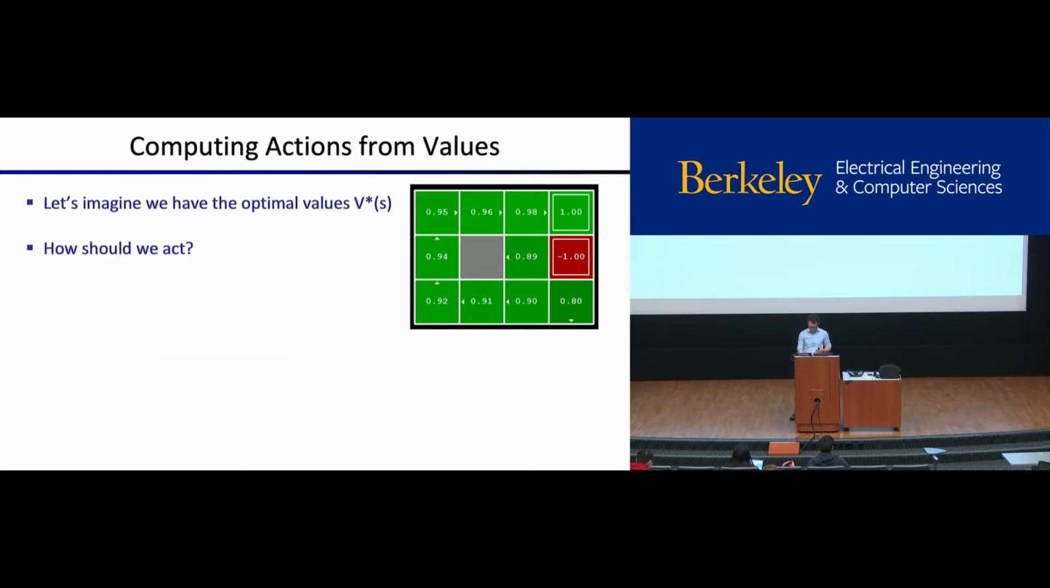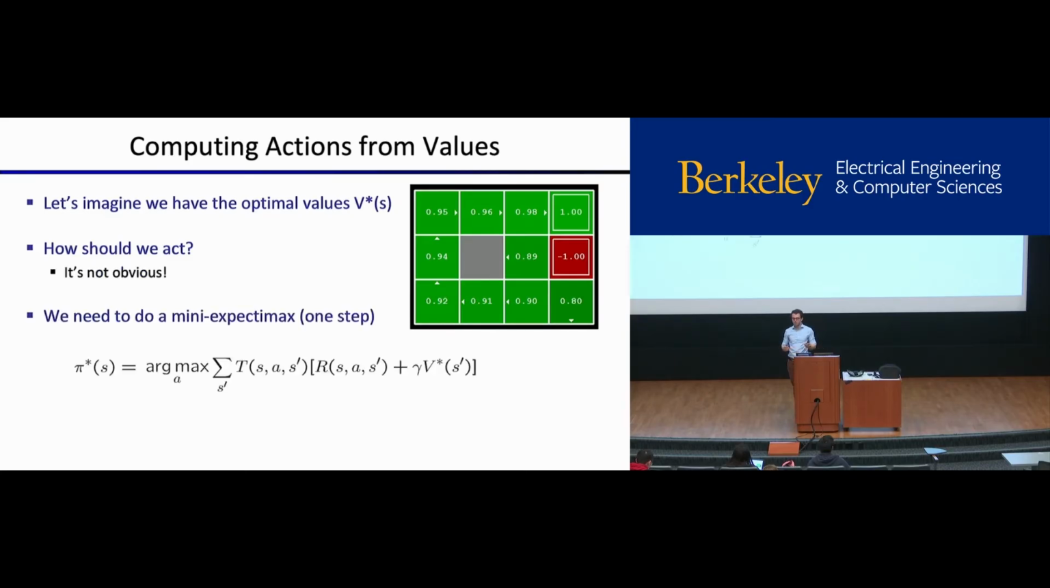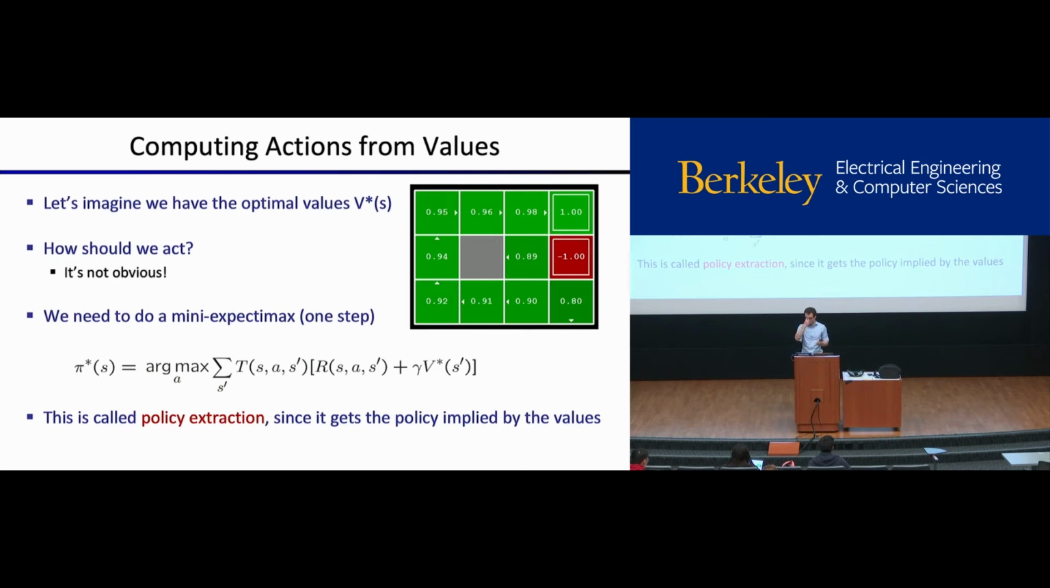So let me make this pretty. We're doing a little expectimax search, one step of it, and in that first step we're thinking about all the actions that we might choose, and then we use V star after that, so that we can see which one leads to the best value. This is called policy extraction. It's getting us the policy that is implied by the values. What is the policy that you would need to take in order to get these values?